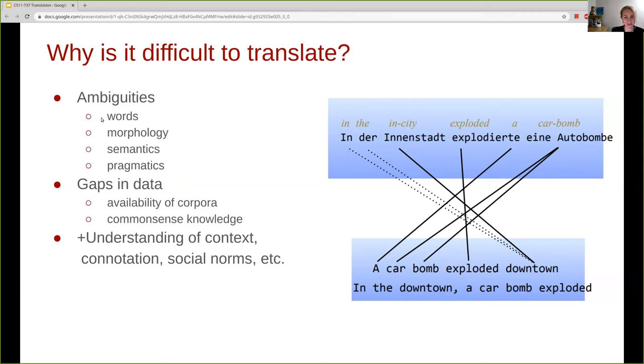All this leads to misalignment that makes it impossible to translate sentences monotonously. And there are additional challenges like the lack of training data, the lack of common sense knowledge that we usually don't mention in text, for example, that an elephant is bigger than a mouse. Also understanding the context, connotations, who are the people involved, and so on. So all of these levels make translation challenging.